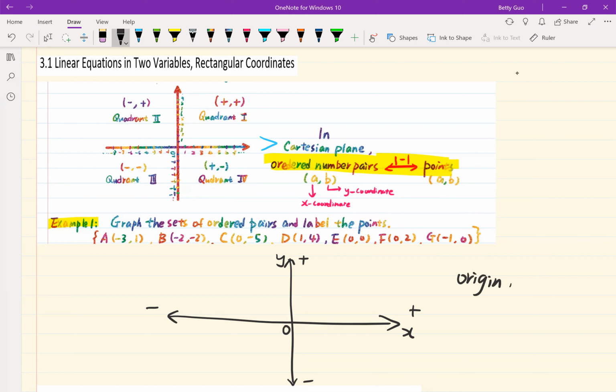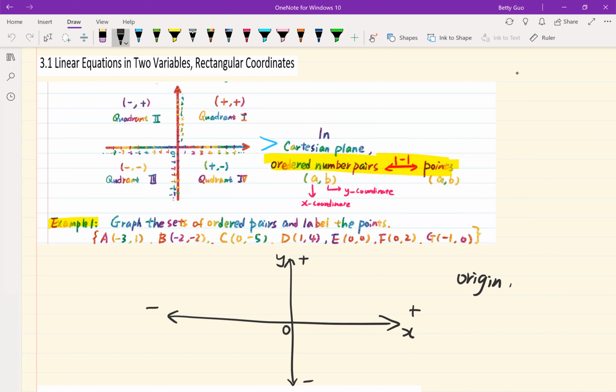This x-axis, y-axis, and origin give us a rectangular coordinate system. And this coordinate system is a two-dimensional space. It includes all the points on the plane, not the aircraft, I mean the surface plane.